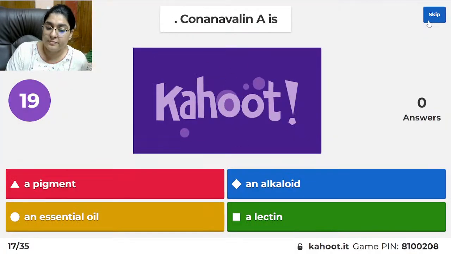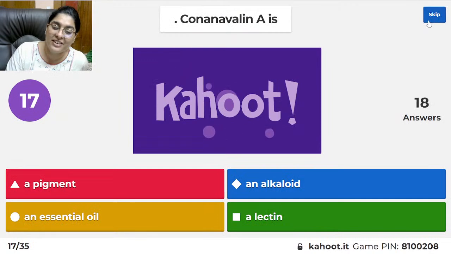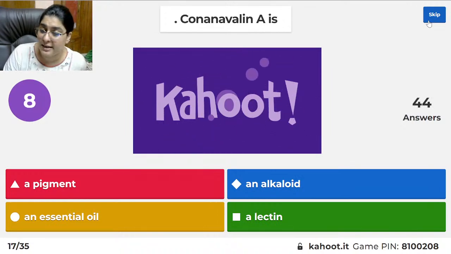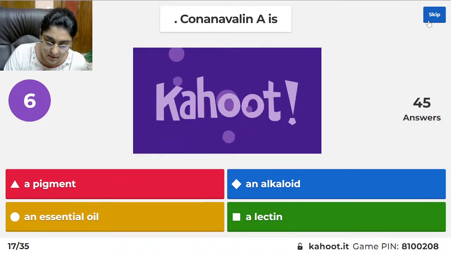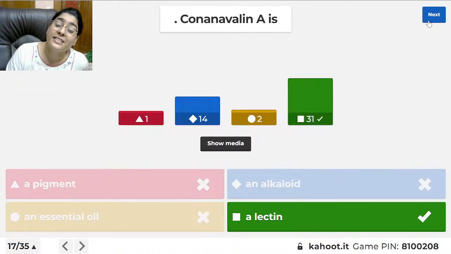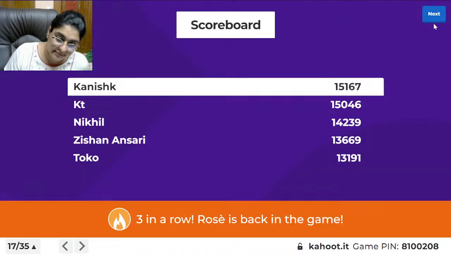Concanavalin A. Concanavalin A is a pigment, is an alkaloid, is an essential oil, is a lectin. It's a secondary metabolite. Again, secondary metabolite table is super important. So the concanavalin A in it is what? It's a pigment, it's an alkaloid, it's an essential oil, it's a lectin. It's a lectin, it's a plant source. Very good.